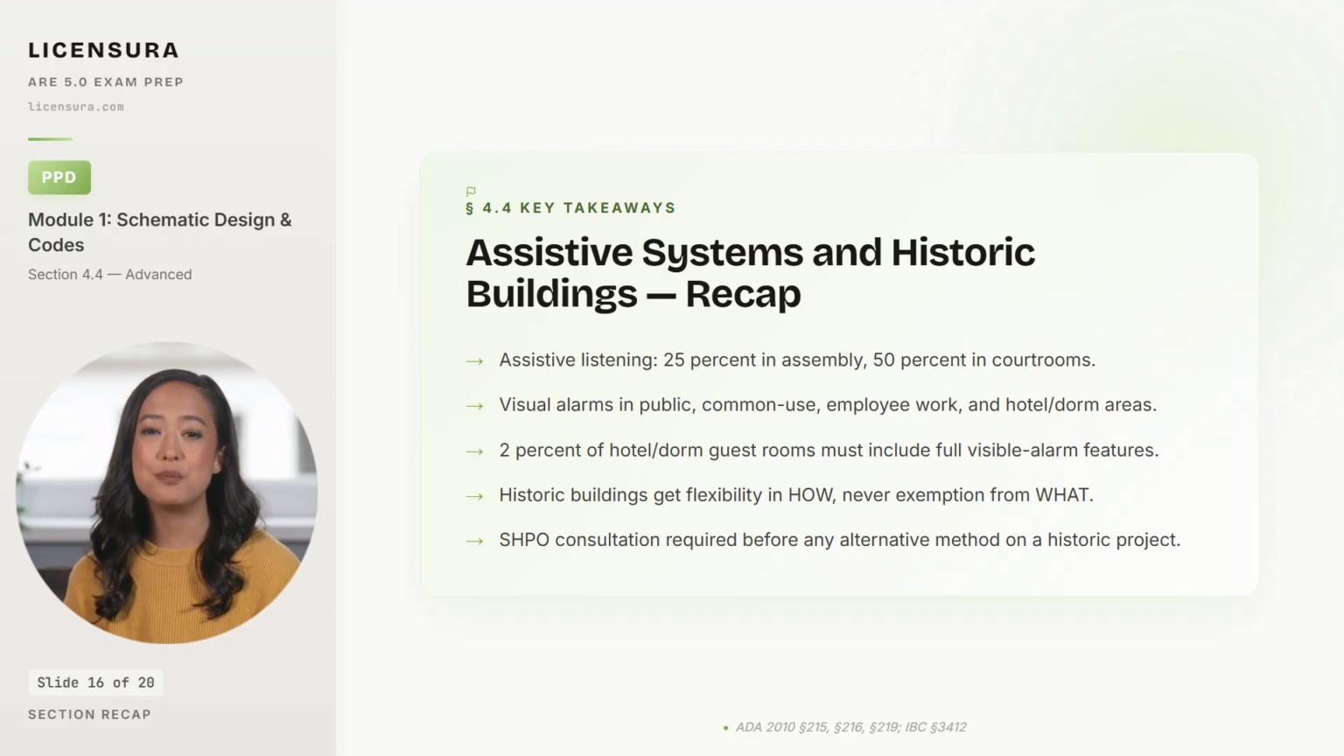Third, at least 2% of hotel and dorm guest rooms must include full visible alarm features, including bed shaker devices, never less than 1 accessible room.